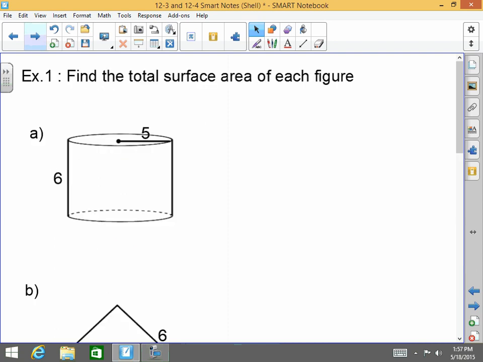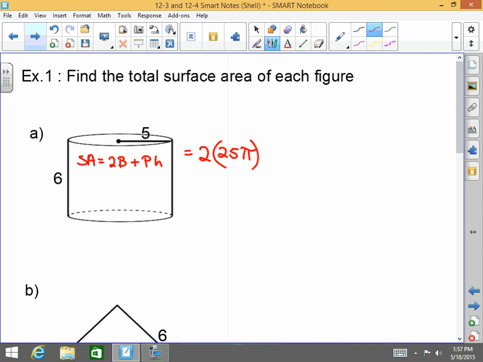Okay, so let's get to work. Find the total surface area of each figure. Okay, there's a cylinder, so my surface area equals 2B plus lateral area. In this particular case, it's going to equal 2 times base area, which is pi r squared, which is 25 pi. You can leave it in pi.